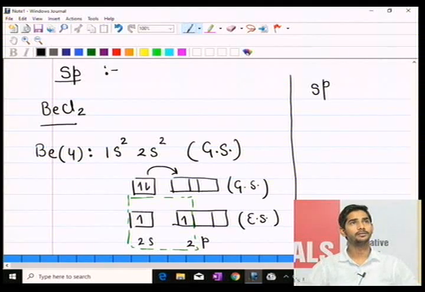Are you getting it? Because we have got only two orbitals during the intermixing process. That's why it is the sp. Any doubt about it? Okay, let's move on.